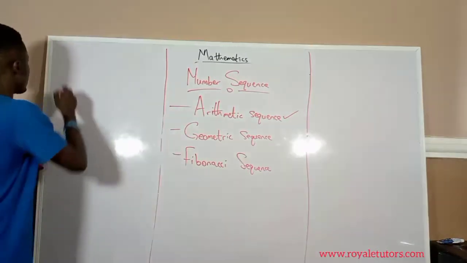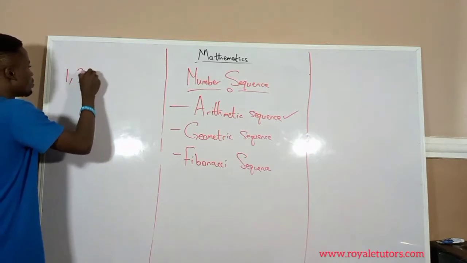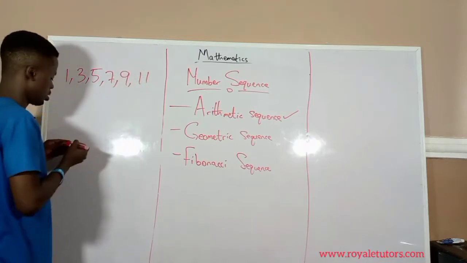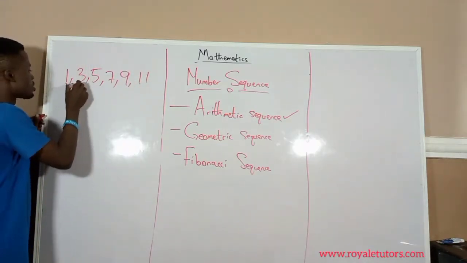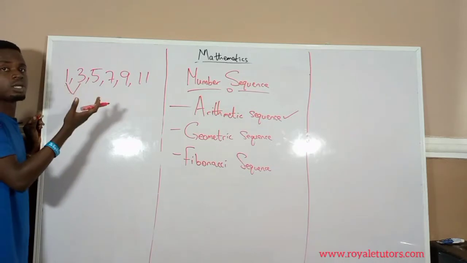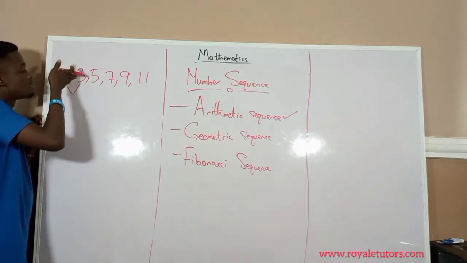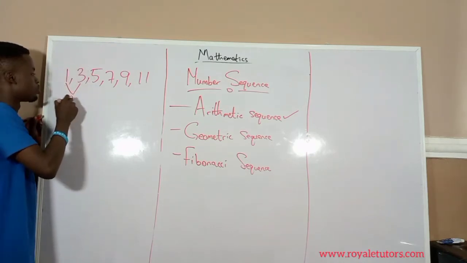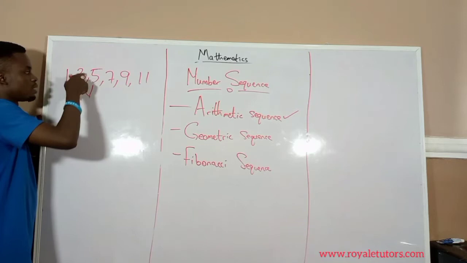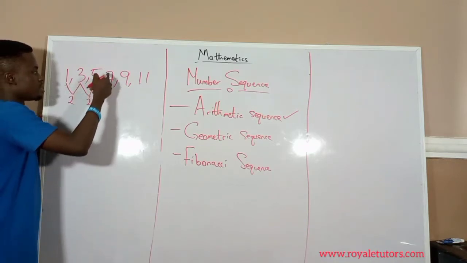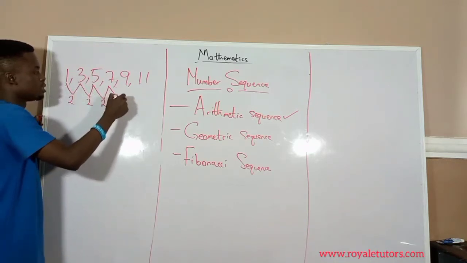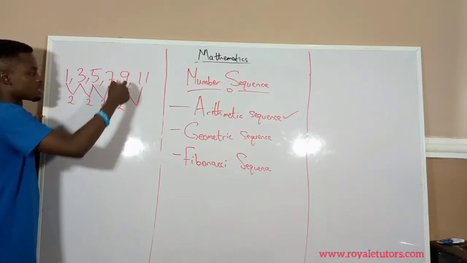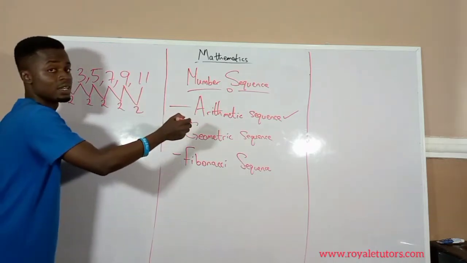For example, we have 1, 3, 5, 7, 9, 11. If you check the difference between these terms, consecutive terms means terms that are following themselves. It's always the last minus the first. That's 3 minus 1, 2. You check the difference between this: 5 minus 3, 2. 7 minus 5, 2. 9 minus 7, 2. 11 minus 9, 2. So you see that the difference is constant.